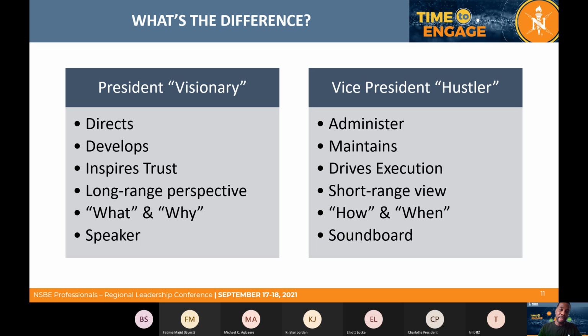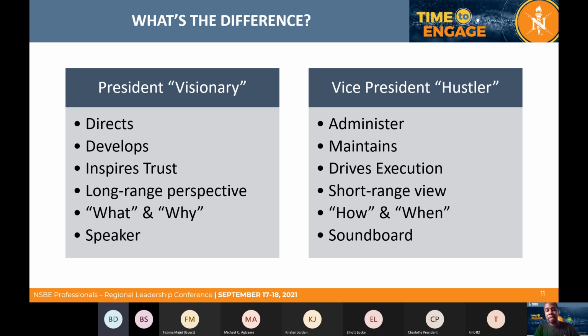And the vice president, you're more of the hustler. Like you're the enforcer. So you administer the plans that the president has laid out. You maintain what's been developed. You're responsible for driving execution. You're more concerned with the short range day-to-day view. And the questions you ask are how and when. How are we going to do these things and when are they going to be done?